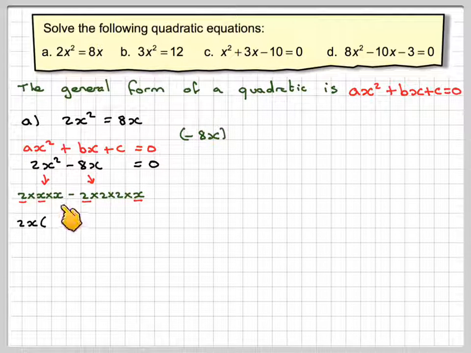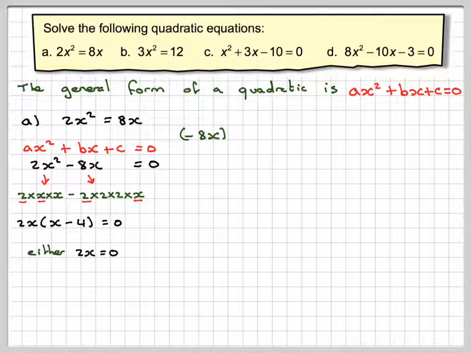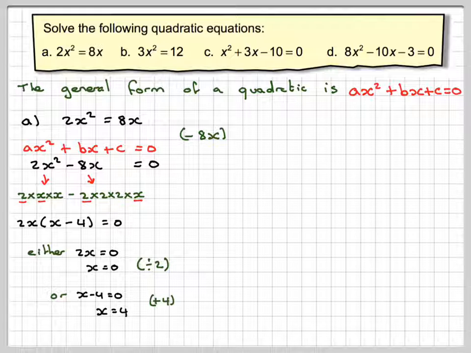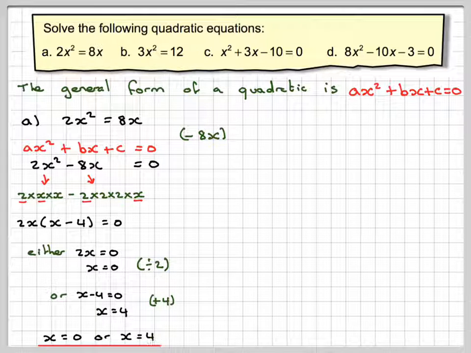So we've got 2x. What's left? We've got x minus 2 times 2, which is 4, is equal to 0. Now if you've got two things multiplied by each other and the answer is 0, that means either this one's equal to 0, or this one's equal to 0, or they are both equal to 0. So either 2x is equal to 0. If you divide by 2, that's going to give you x is equal to 0, because 0 divided by 2 is still 0. Or x minus 4 is equal to 0, which, if you add 4 to both sides, gives x is equal to 4. So therefore there are two possible solutions, either x is equal to 0 or x is equal to 4.